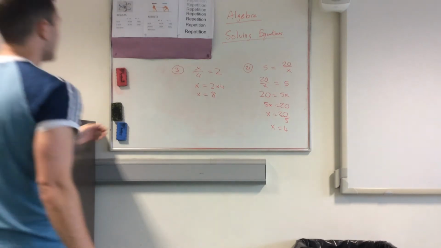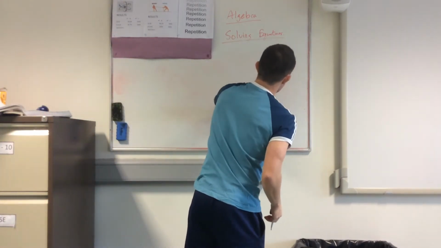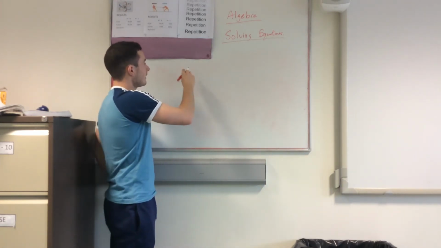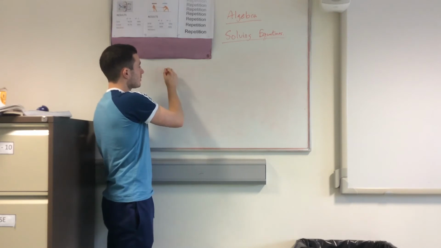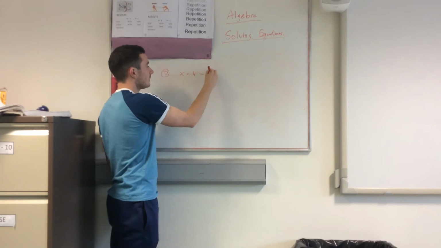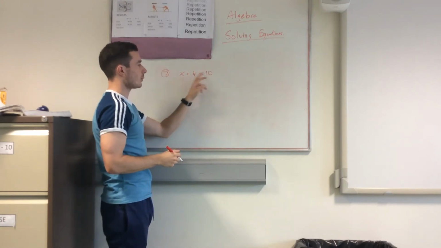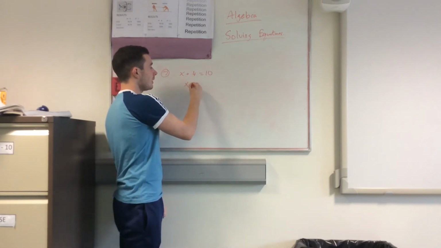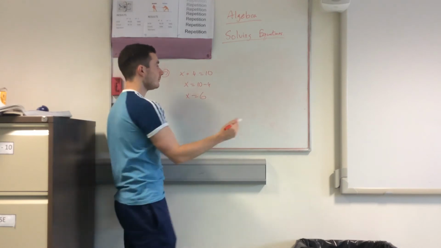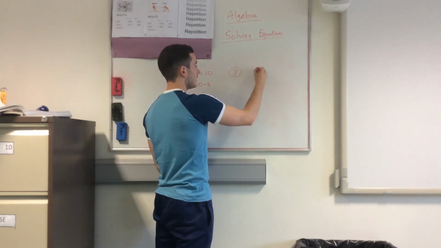Now, next one. So your really easy ones are your add and subtract. So I think this is example 7, isn't it? So x plus 4 equals 10. I'm only going to do one each of these because they're so easy. x plus 4 equals 10. Your plus 4 comes across and becomes minus 4. x equals 10 minus 4. x equals 6. Alright?